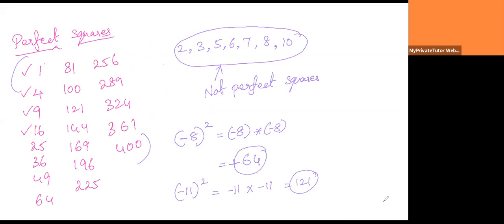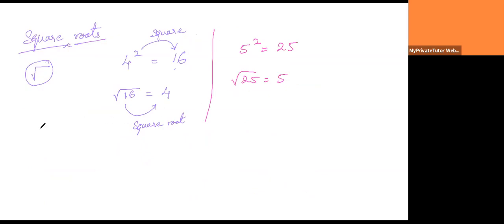But if we take the square root of numbers other than perfect squares, for example, the square root of 60, 60 is not a perfect square, isn't it? So we'll get the answer in decimal numbers.